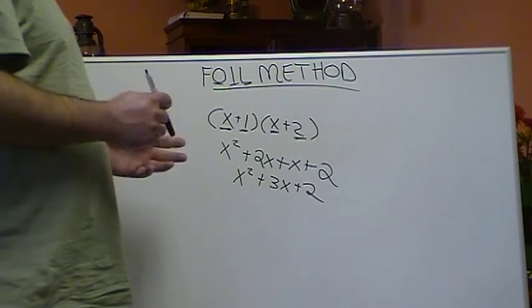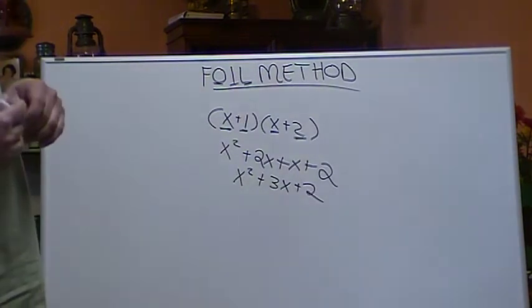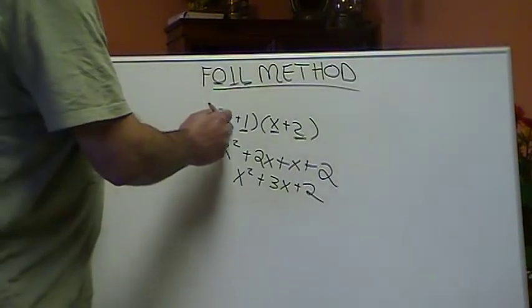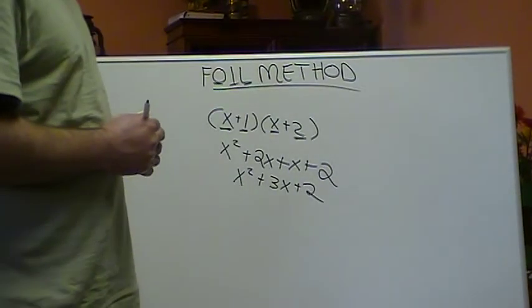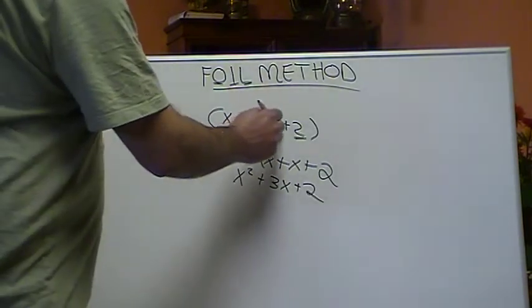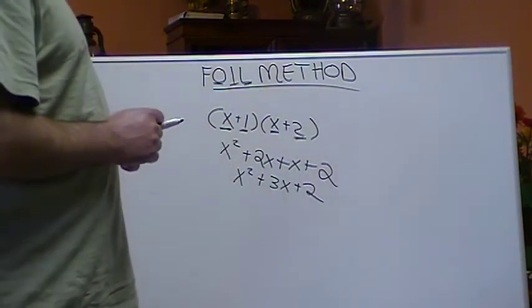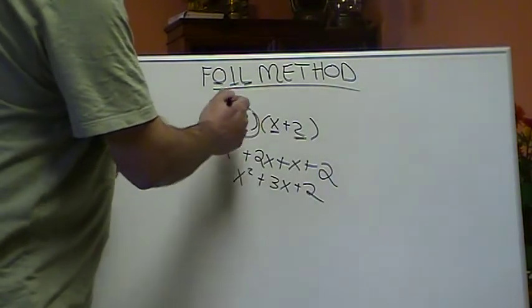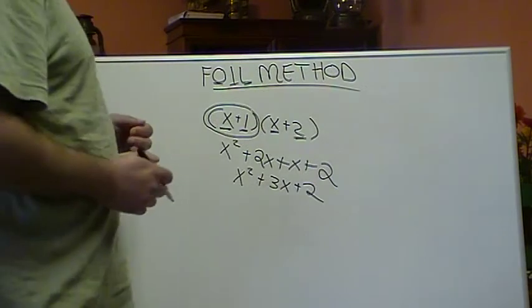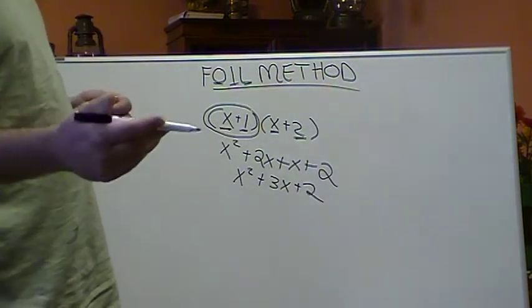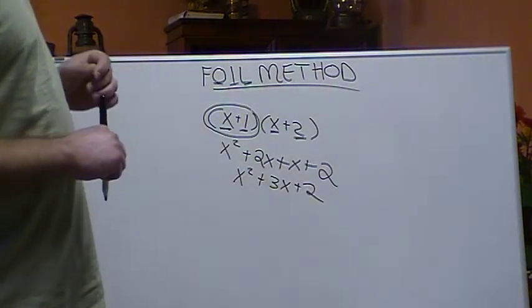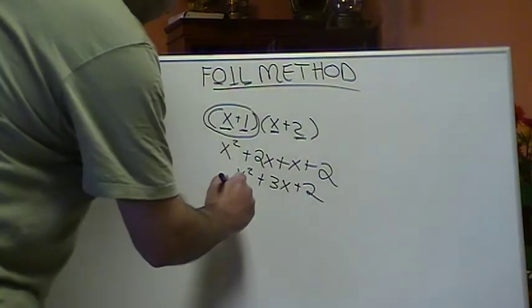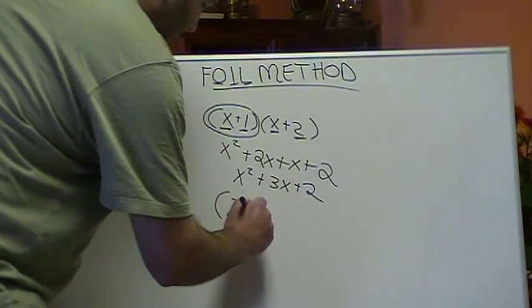But there are some limitations to this shortcut. The limitation is that it only applies to polynomials with 2 terms multiplied by another polynomial with 2 terms. So if this polynomial in these parentheses had 3 terms, we couldn't use the FOIL method to solve it. We'd have to go back to the distributive property to solve that polynomial. But just to recap the FOIL method, I'll put down another problem real quick.